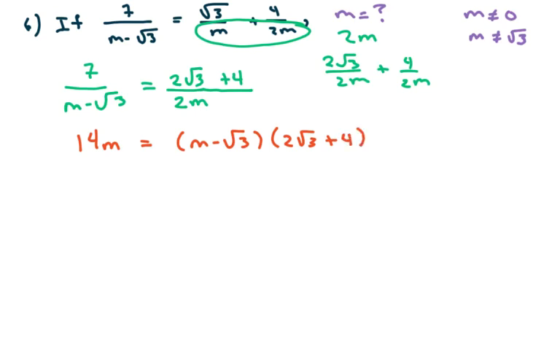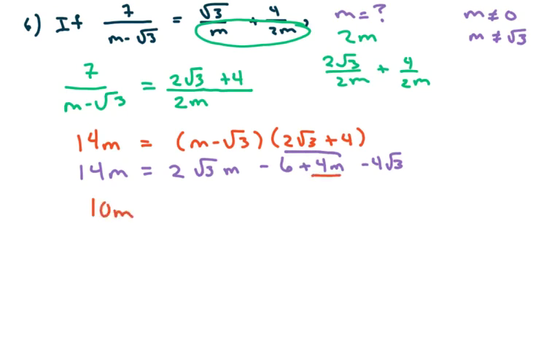Okay, and I'm going to FOIL out this on the right, and you're going to get 2 square root of 3 m minus 6 plus 4m minus 4 square root of 3. And simplifying and grouping together, I want to group my m's together. So I'm going to move it over, and you get 10m. I subtracted it.